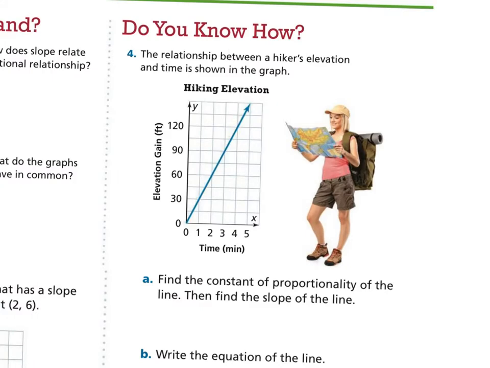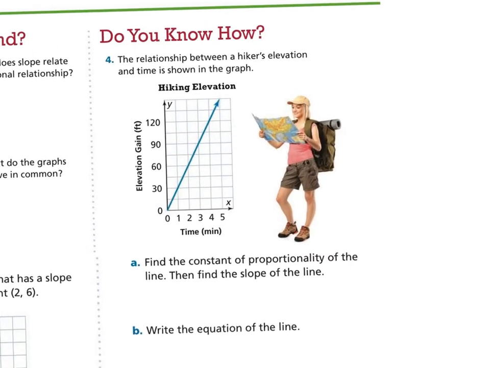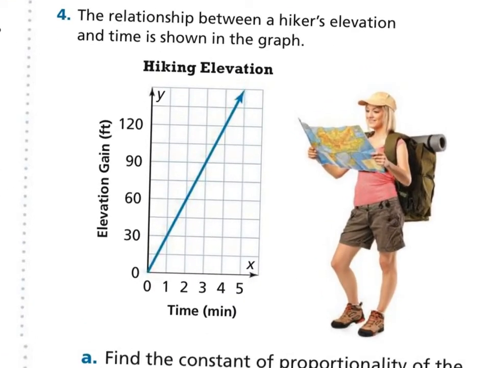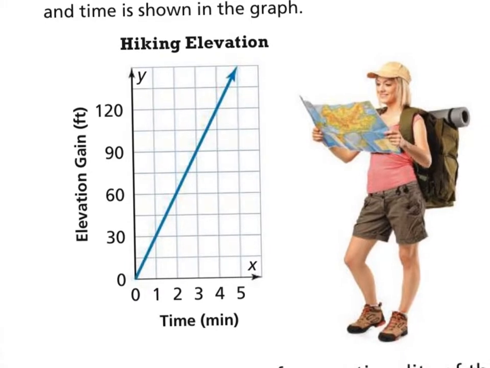So if you look at number 4, the relationship between a hiker's elevation and time is shown in the graph. Find the constant of proportionality, then find the slope. Well, like we've talked about a little bit already, constant of proportionality and slope are going to be the same. If it's proportional, those are going to be the same as each other. So we just need to find 2 points on the graph. So 2 points that this line goes through would be 0, 0, and 1, 30.